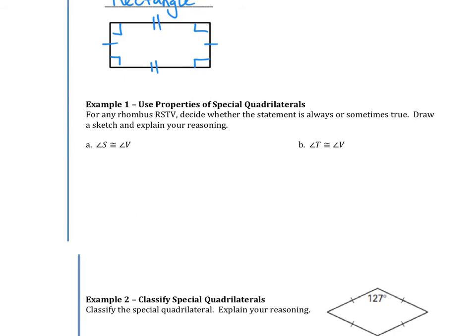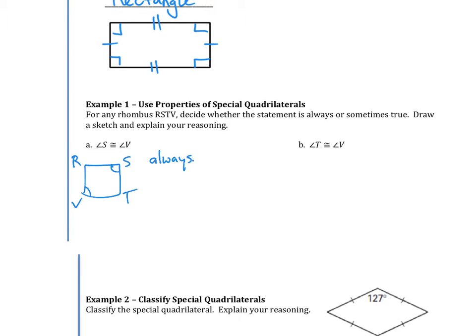So example 1 says, for any rhombus RSTV, decide whether the statement is always true or sometimes true. And then draw a sketch and explain your reasoning. So for A, if we draw a picture of RSTV, they want to know, is angle S always congruent to angle V or sometimes? And this would be always.